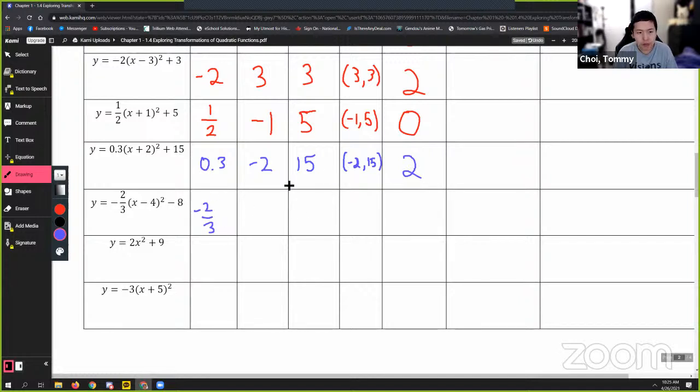This one here, we have the a value is -2/3. The h value is +4. The k value is -8. Oh, sorry. Sorry, that should not be 2. That should be 0. Sorry. My fault. I read it the other way.